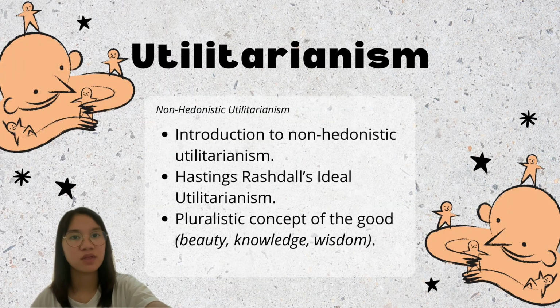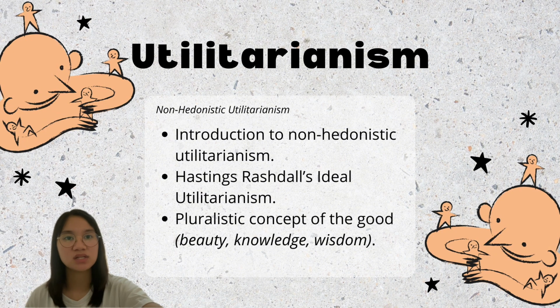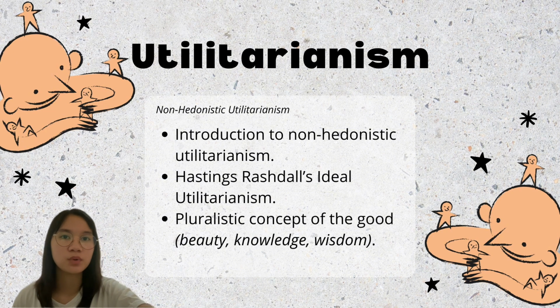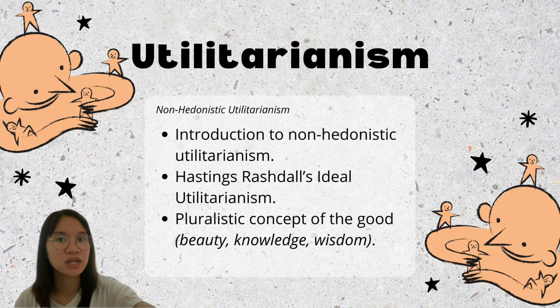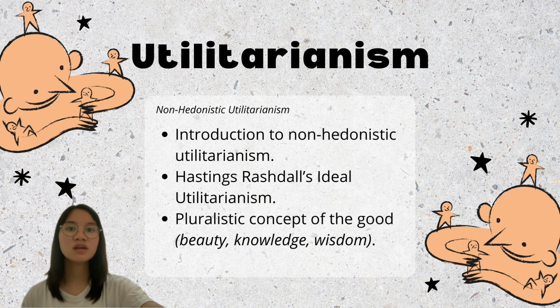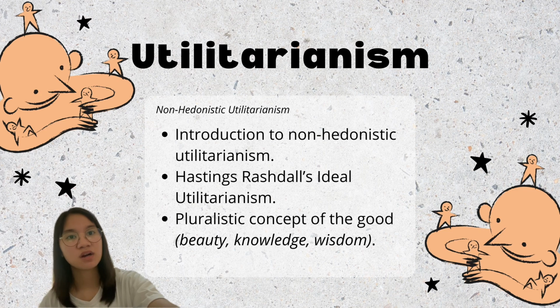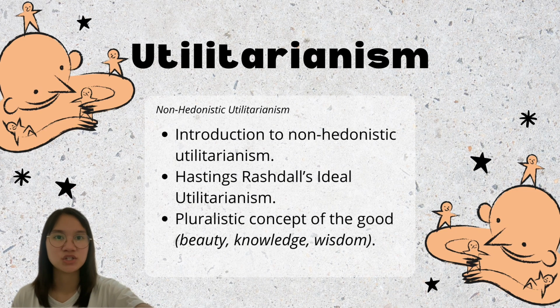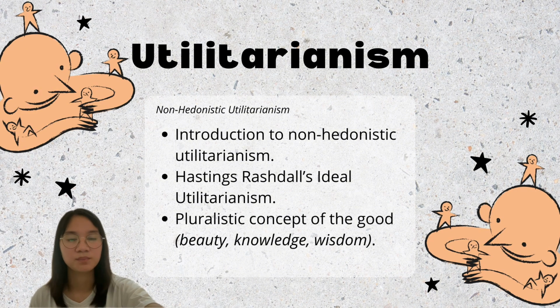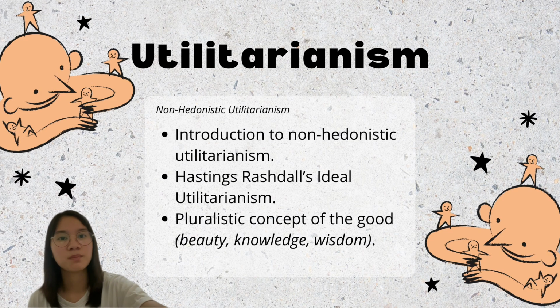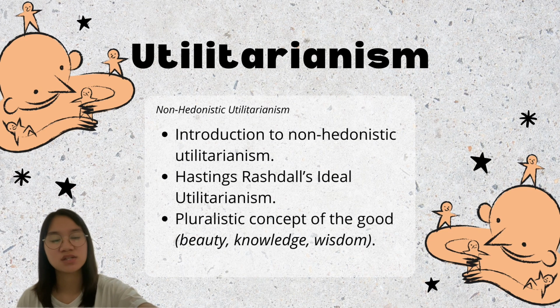While both Jeremy Bentham and John Stuart Mill focus on hedonistic utilitarianism, which centers on the idea that happiness or pleasure is the ultimate good, a more modern approach has expanded the definition of what is considered good. This variation is known as non-hedonistic utilitarianism, and it includes a broader range of values beyond just pleasure. In non-hedonistic utilitarianism, philosophers argue that moral actions should not only aim for pleasure but also pursue other valuable aspects of life, such as knowledge, beauty, and wisdom. This pluralistic concept of the good emphasizes that there are multiple goods worth maximizing, not just happiness or sensory pleasure.